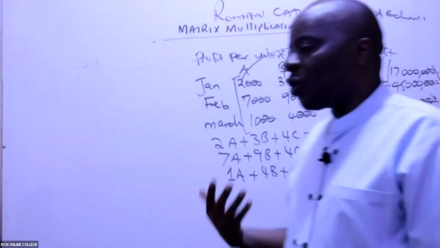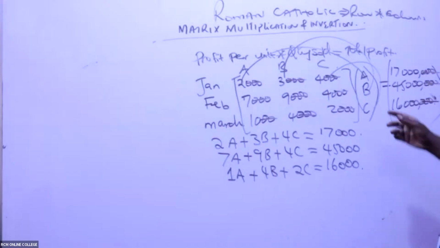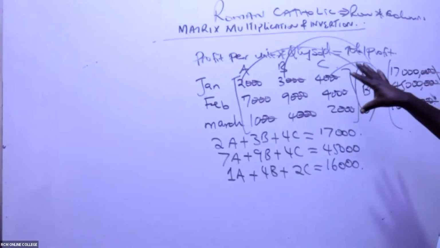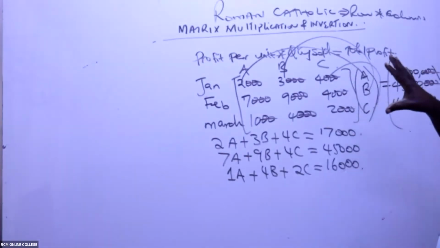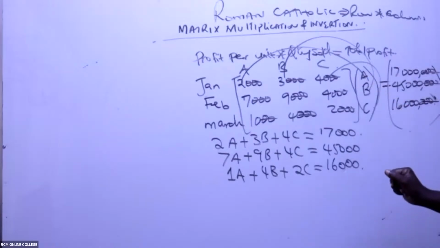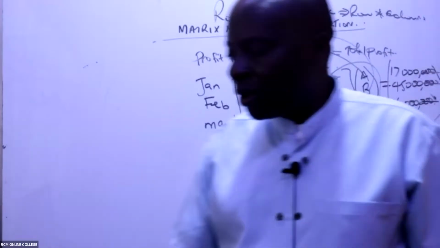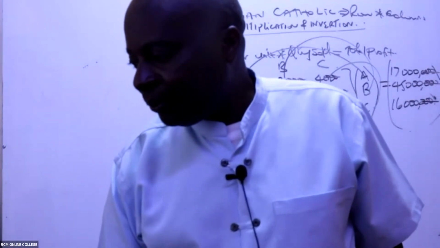Given the years I've marked these exams, I'm aware that some students will write here A, B, C in the form of a row. If you do that, then there will be no compatibility. Remember, we have what we call matrix compatibility. Now, ladies and gentlemen, once you have done that, you can screenshot this question.